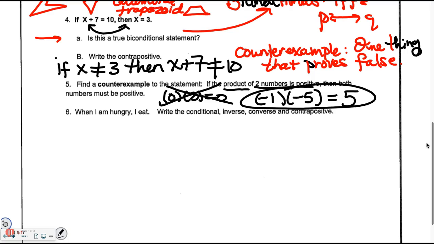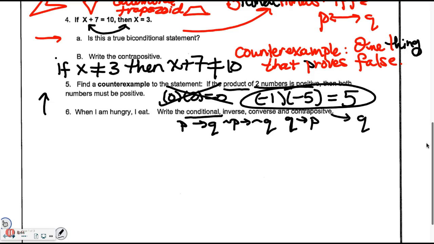When I am hungry, I eat. So you have to decide what comes first, the hunger or the eating, and it's the hunger. So when it says write the conditional statement, remember you should go back up, that's the if-then. If P, then Q. If not P, then not Q. The converse swaps them, if Q, then P, and the contrapositive swaps them and nots them.